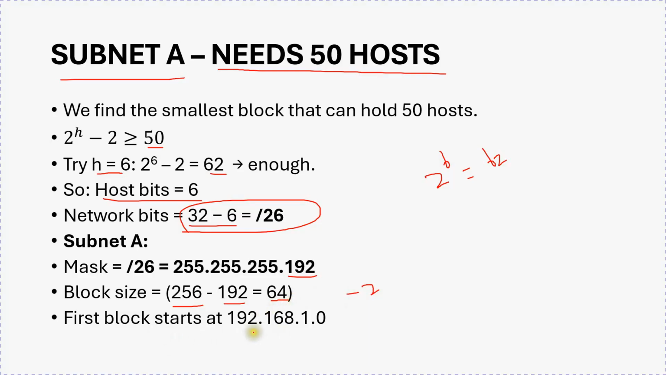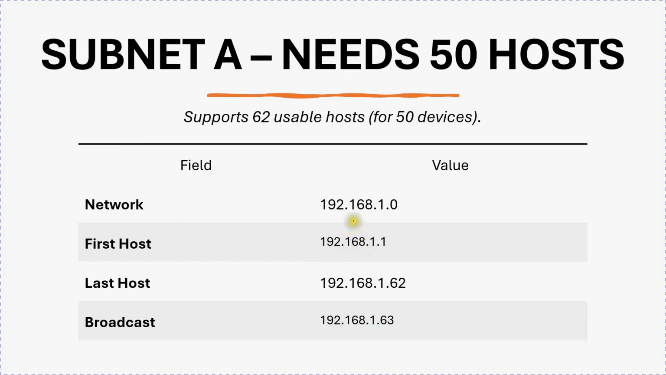The first block IP is 192.168.1.0, and that is the network IP. The last broadcast IP is at 63. The remaining range, from 192.168.1.1 up to 192.168.1.62, you can assign. So these are 62 usable hosts available. 12 IPs are not used. You can use them, but we need only one network of 50 devices, so you have 12 IPs remaining.